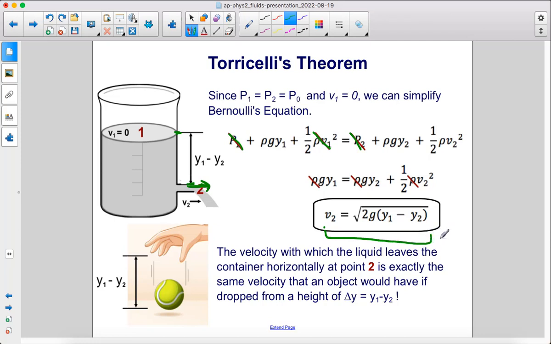The velocity with which the liquid leaves the container horizontally at point 2 is exactly the same velocity that an object would have if it were dropped from a height of delta y. Isn't that amazing? So in kinematics, if you drop an object a certain height, this is the same equation to figure out how fast it would be going at the bottom point.